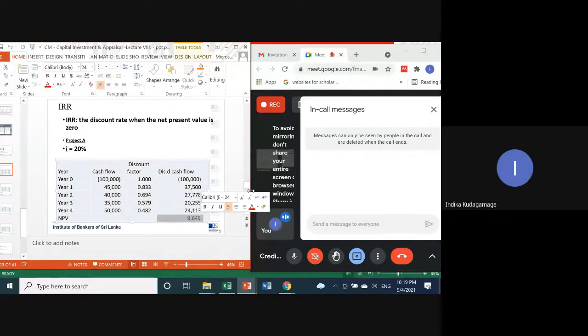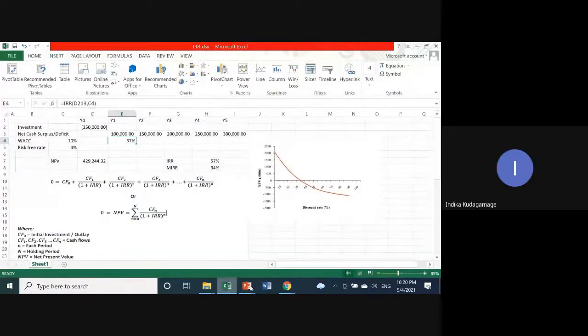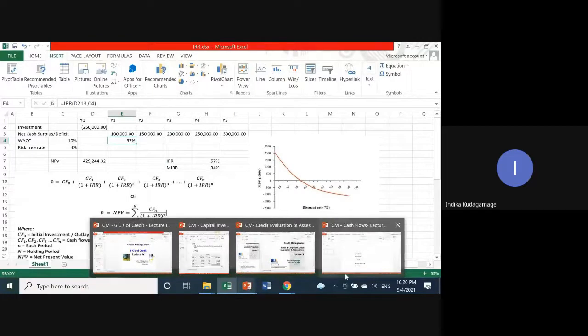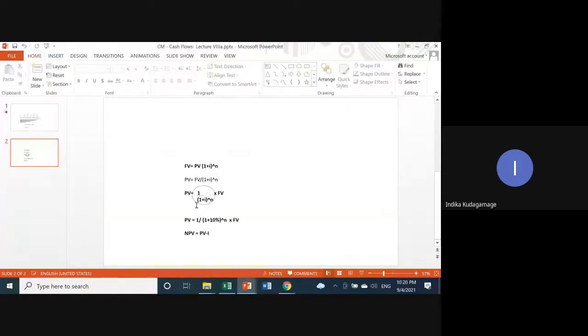Excuse me, sir. Sir, we have to find that NPV by applying the equation PV equals FV over 1 plus i to the power n. Yes, that 1 divided by 1 plus i to the power n is given here. That is the discounting factor. Using that, by applying the equation, we have to find the answer. Yes, this factor is given. You don't need to recalculate that.